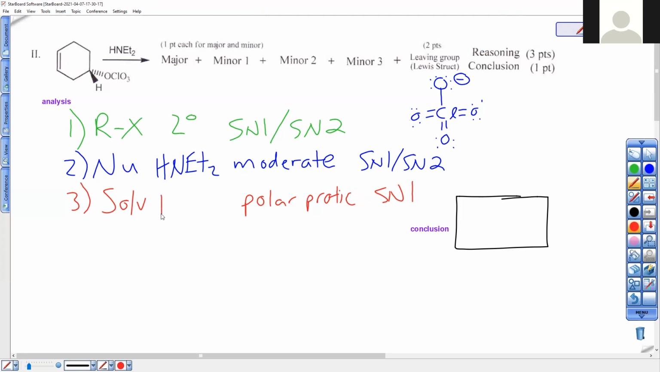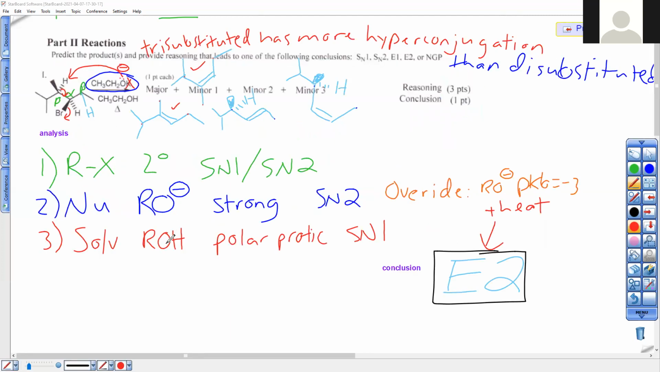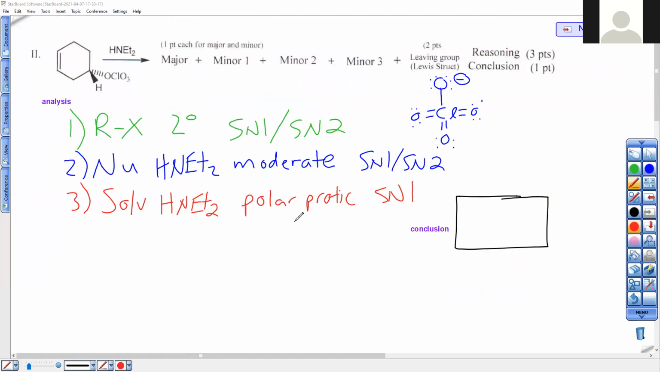The reaction's called solvolysis if you read about it. And yes, it's a hydrogen bonding solvent again. H bonded to N here, H bonded to O in the previous example. Those are both hydrogen bonding solvents. What category are those? Polar protic. What do they favor? SN1.